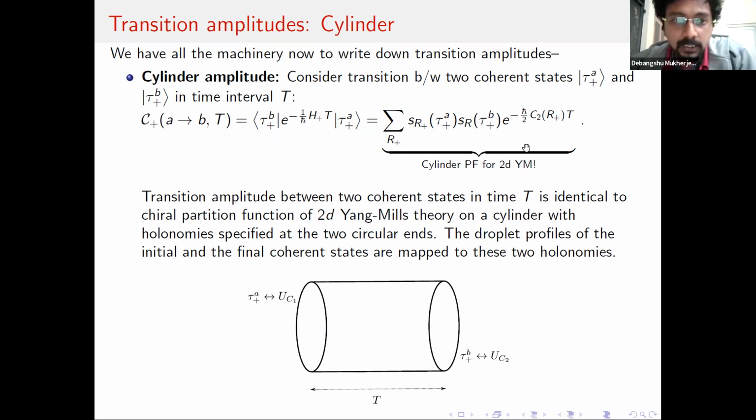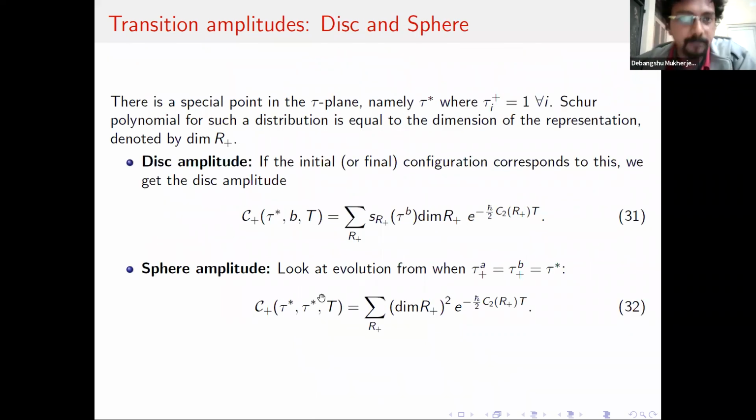Of course, what this means is that the data that goes into parameterizing your coherent state, tau A plus, are also the data that goes into writing down your holonomy. So there is a map between this set of numbers tau A plus and the holonomy data that has been specified on the two boundaries. In fact, this is precisely what is mapped to the droplet profiles plus and minus.